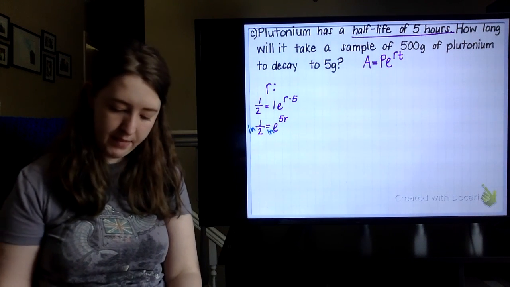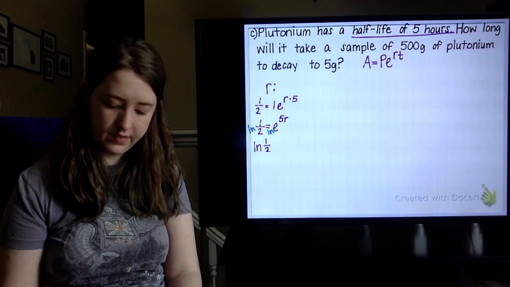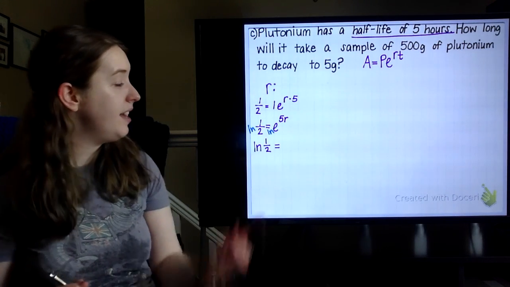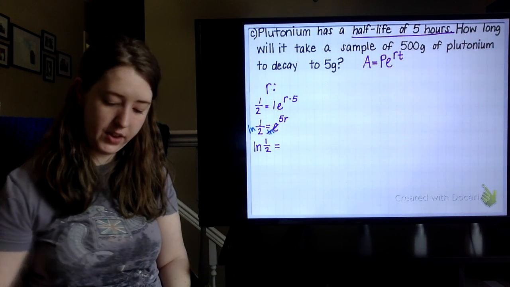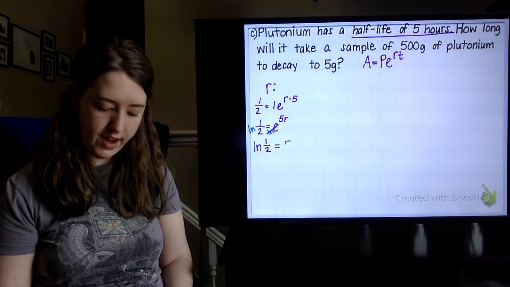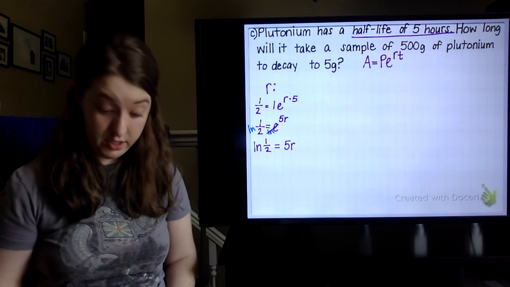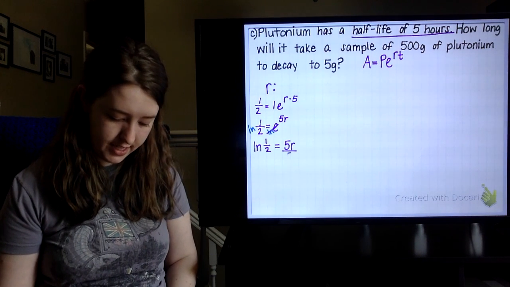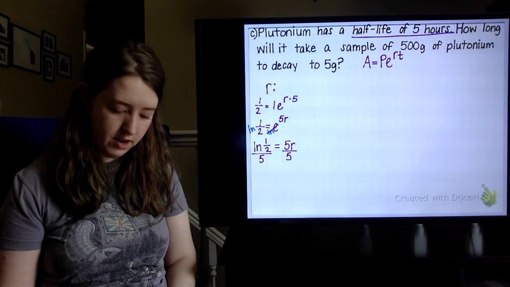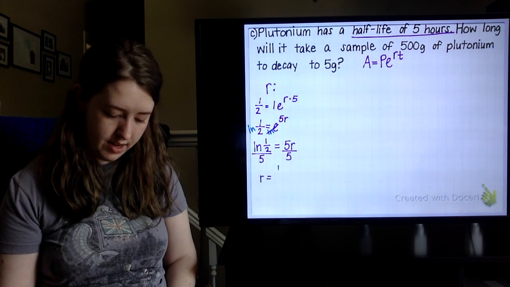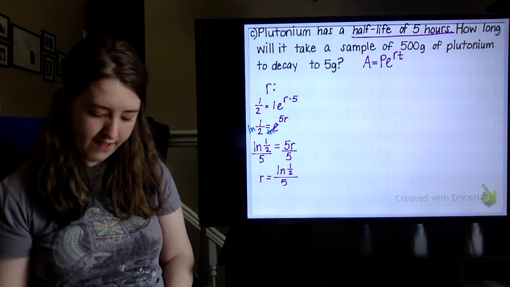I'm left with the natural log of 1/2 on the left side. Over here on the right, my natural log and e cancel each other out, so I'm just left with 5r. Then I'll divide by 5 on both sides to get r by itself. So r equals the natural log of 1/2 over 5.